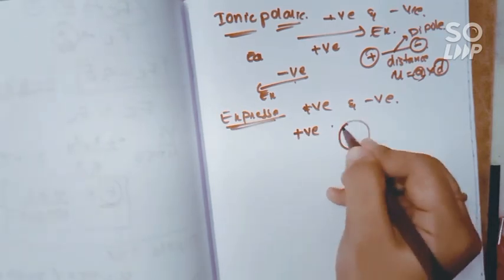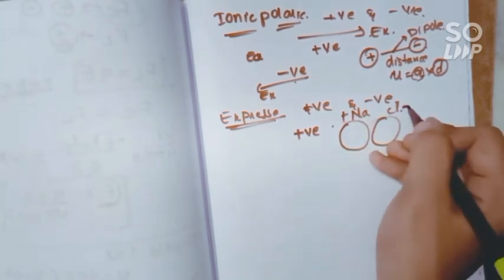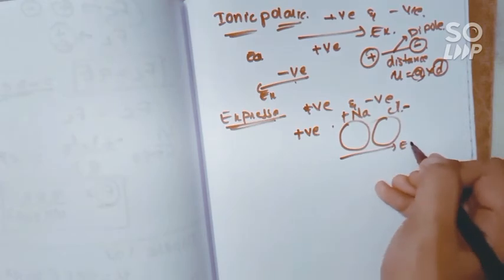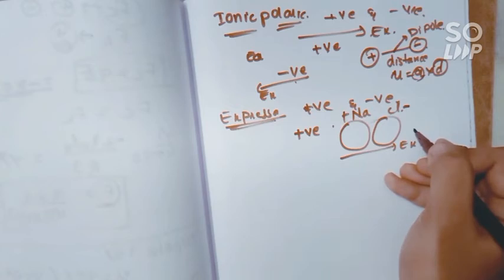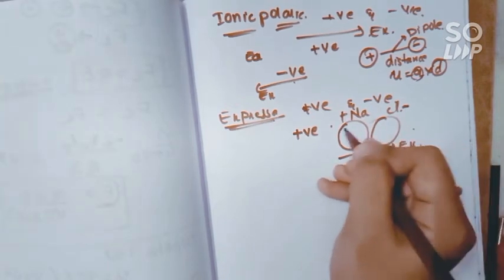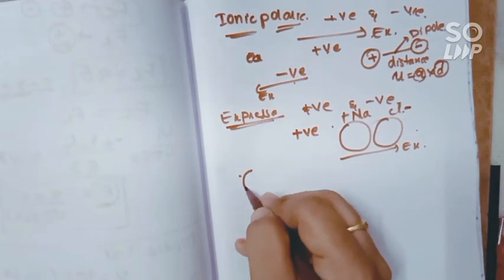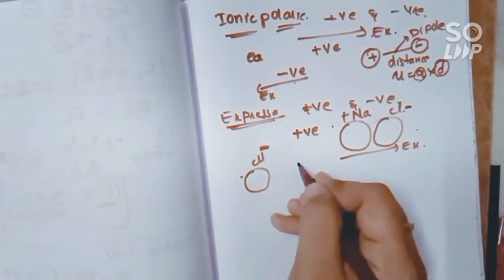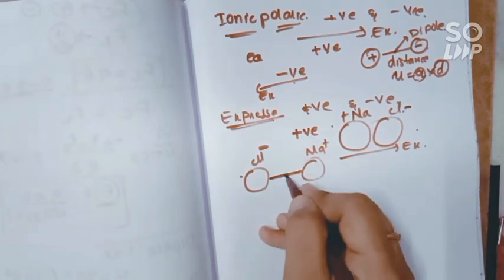Let's take an example. This is NaCl. Na is plus and Cl is minus. When we place this in an external electric field, Na gets displaced along the direction of the external electric field, whereas Cl is displaced opposite to the external field. Then we get this: Cl minus and Na plus are separated by some distance from the center.